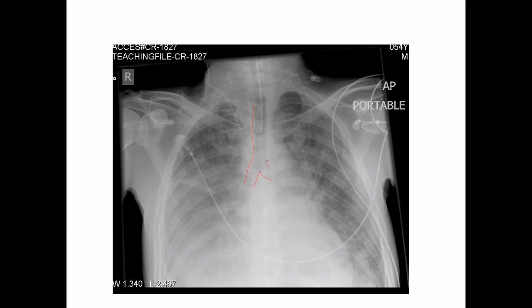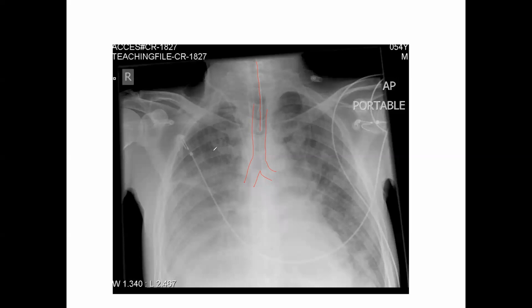There's your carina. There's the bifurcation. So the trachea is here. Also notice this distinct radiopaque line, and I am going to do it directly on top of it. This radiopaque line that we see. All of your artificial airways and such are going to have a radiopaque line on them, so you can identify where they terminate.